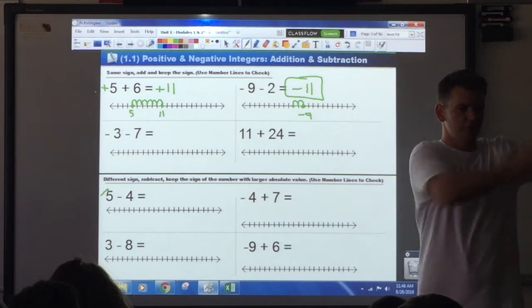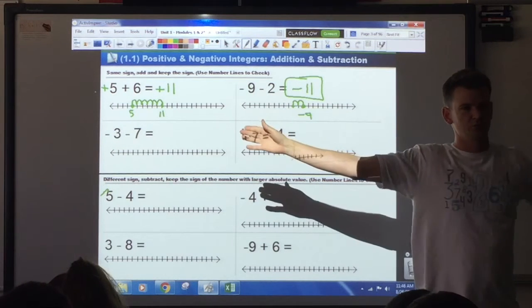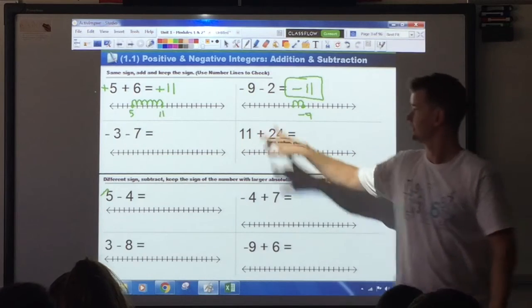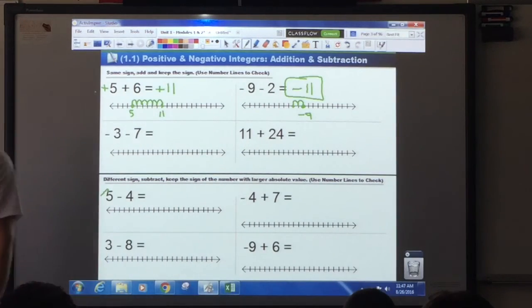Oh, so if I move to the right, if I go this way, I'm increasing. If I move to the left, I'm decreasing. Because that's a negative, we're decreasing. So we move to the left. And you can repeat this process.